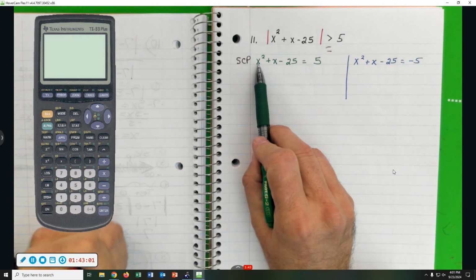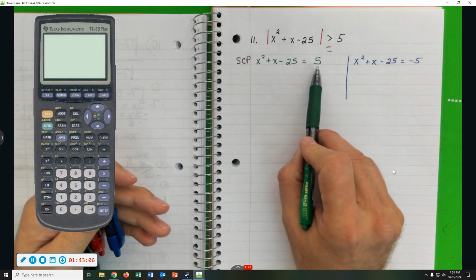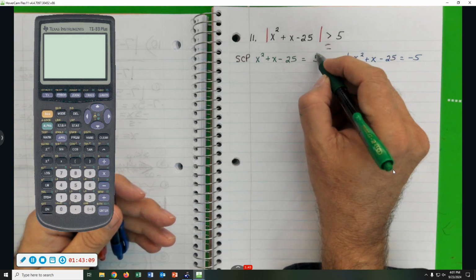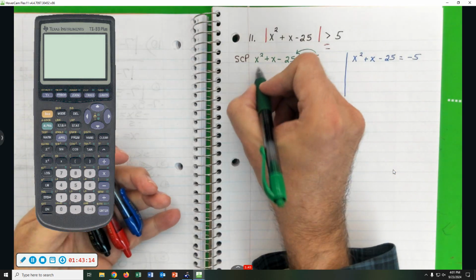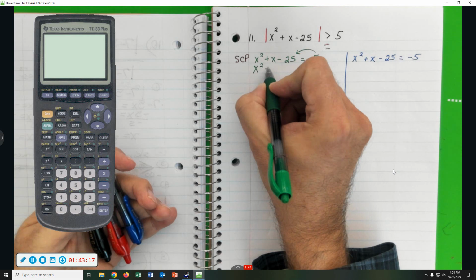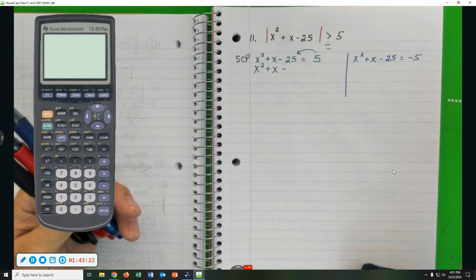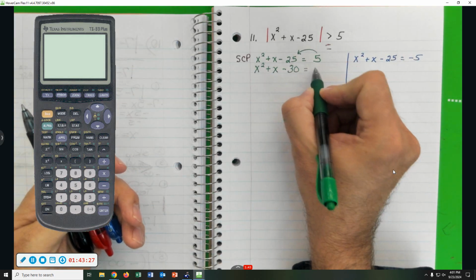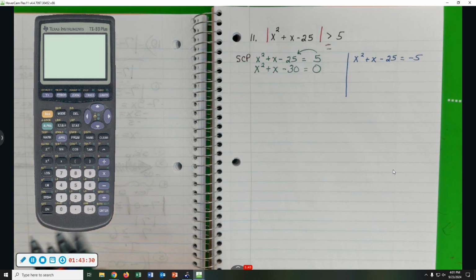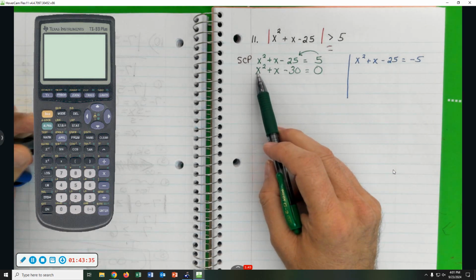So we set it equal to positive 5, set it equal to negative 5. That's the longest part of this problem. What we're doing right here is going to be the longest part. Okay, so it's a quadratic equation because we have an x squared. So I need a 0 on one side. If I move that 5 over by subtracting 5, I'll have x squared plus x, and what's going to be right here? Minus 30 or minus 20? Minus 30. Equals 0. Let's try to factor it.